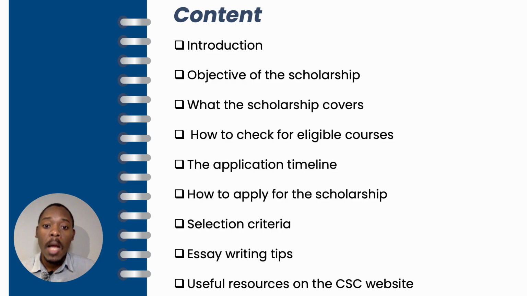Then we'll look at how to check for eligible courses, and this is very important. You're going to see why this is important. Then we'll look at the application timeline. You should be able to know what to expect and by the time that you're going to be awarded. Then we'll talk about how to apply for the scholarship. We'll talk about the selection criteria. Then I'll give you the main part of this video, which is about the essay writing tips.